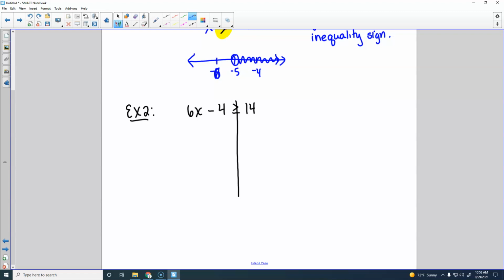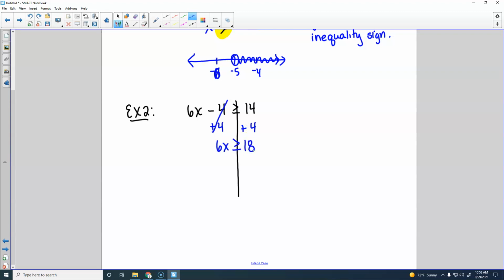I mean, you're right about having to mess with the 4. We got to move it, but how do we move it? We do not subtract. We add. Very good. So we got 6x is greater than or equal to 18.